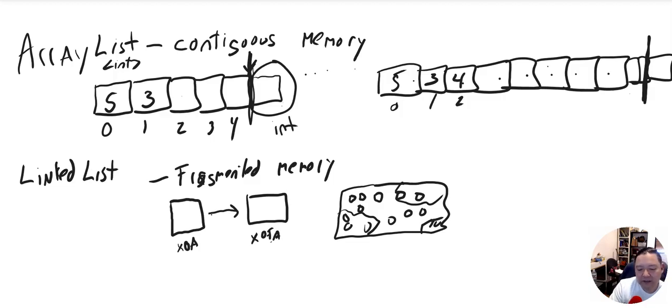Okay, so now that we understand that we have an array list that's contiguous and then a linked list that's fragmented in terms of memory, now we can talk about a hash set. Now in Java, a hash set doesn't exactly use the data structures that I'm going to talk about in this lecture, but they used to.